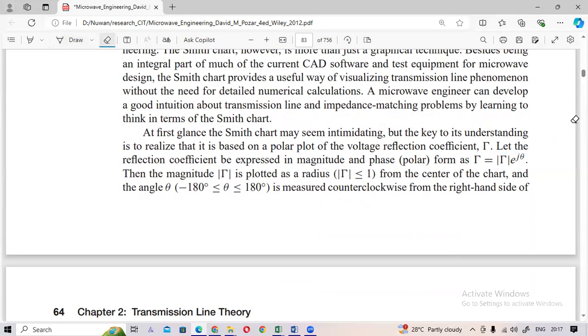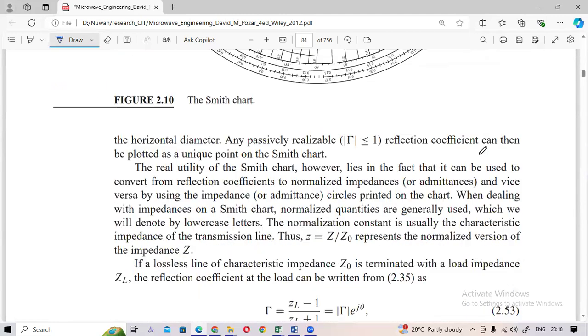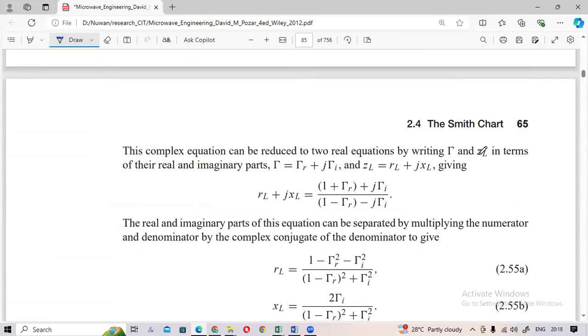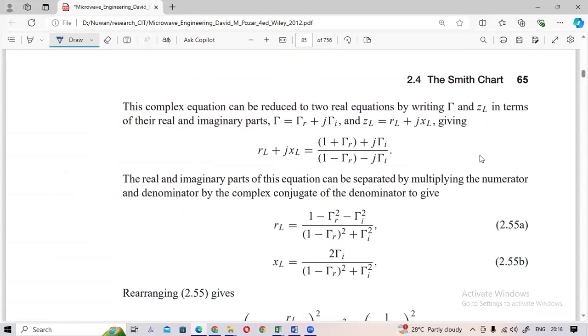We have already discussed these things, so that is why I quickly tell you. This is the polar form of a complex number. Then the Smith chart is defined using the reflection coefficients.